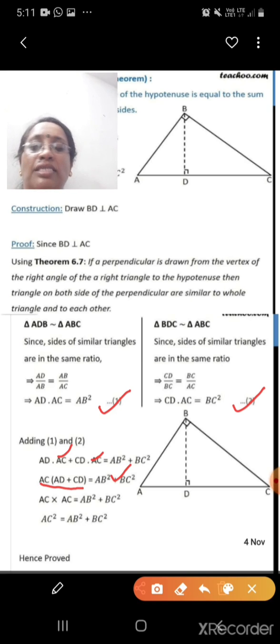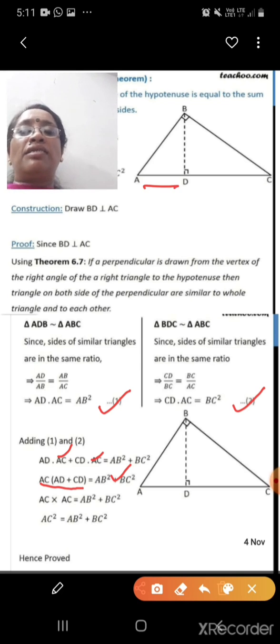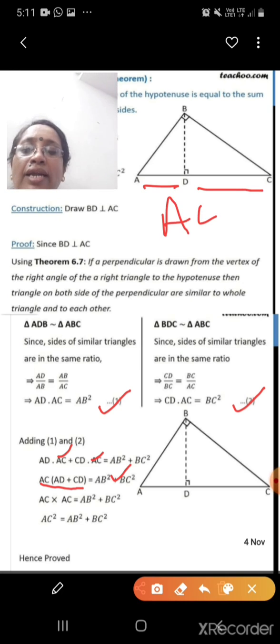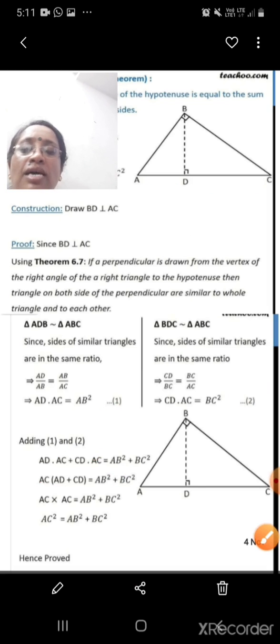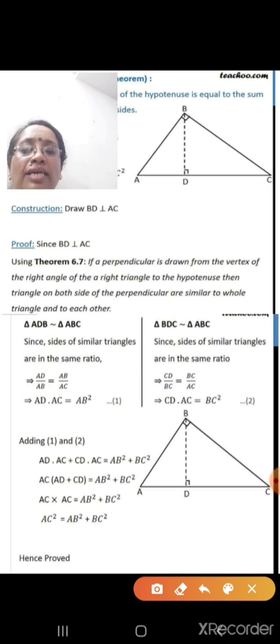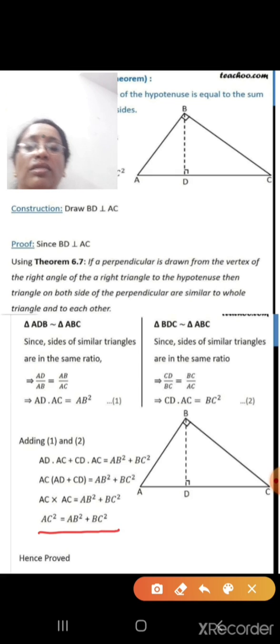Then in the next step, AC into AD plus CD. AD plus CD, what can you write? AC. So AC into AC. So now the left side becomes AC into AC, which is AC square. And the right side, what is there? AB square plus BC square. So AC square equal to AB square plus BC square. This is the proof of the Pythagoras theorem.